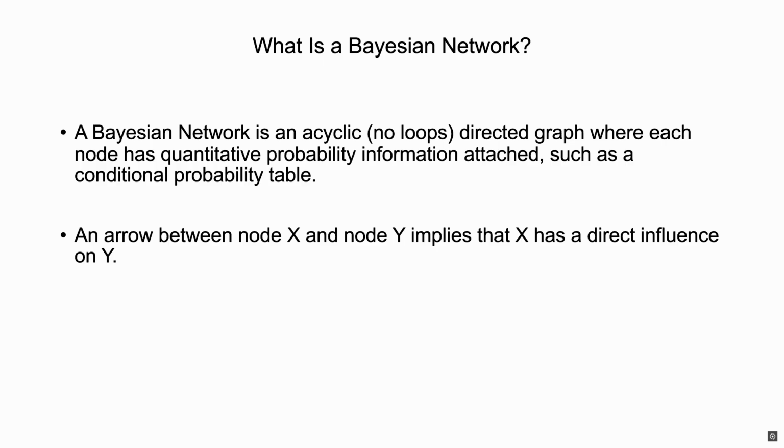So why is a Bayesian network useful? Well, a Bayesian network can be used to answer any question about the domain, given that the network is a representation of the joint distribution.